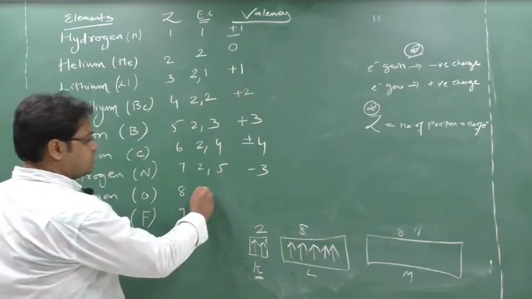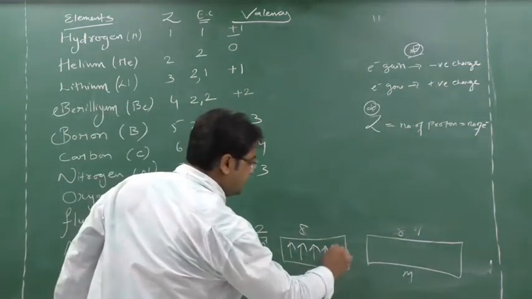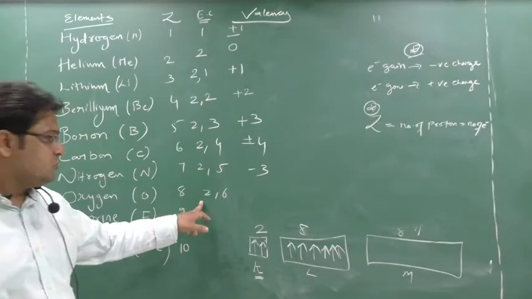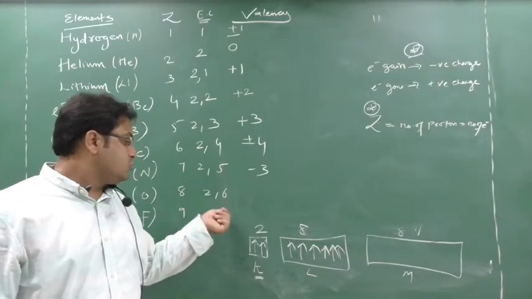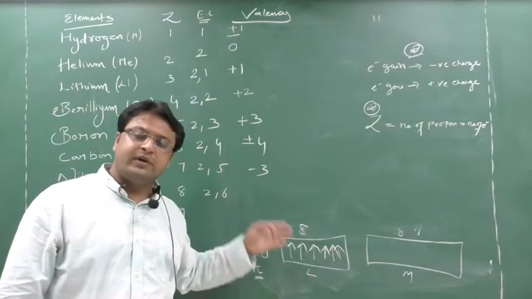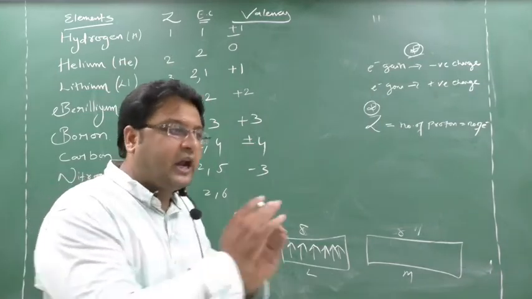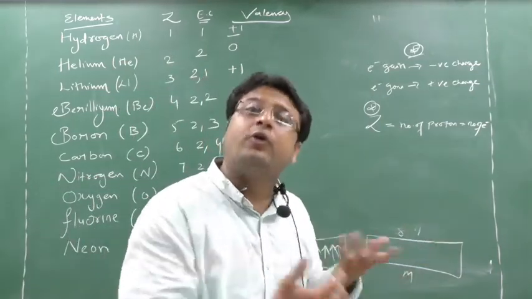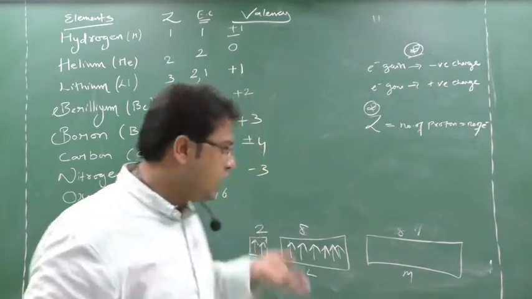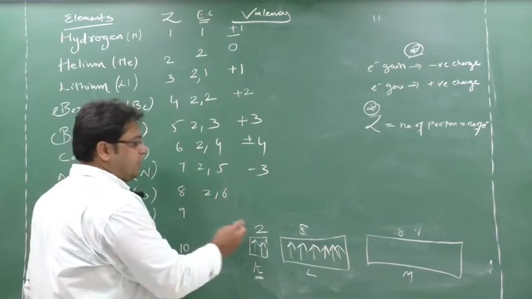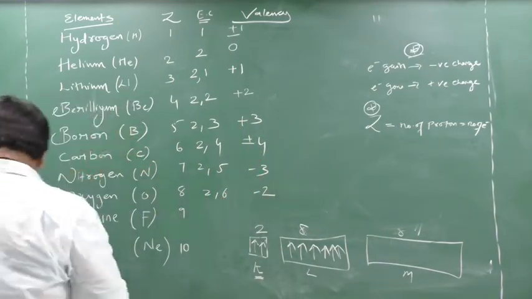Now come here, oxygen 2, 6. Okay. So now see here. First room 2 satisfied. Second 6. So the second room requires 8. How many are there? 6. So these 6 persons will try to get 2 more or they will lose. What do you say? They will gain only, no? So how many electrons will they gain? They will gain 2 electrons. So here minus 2.